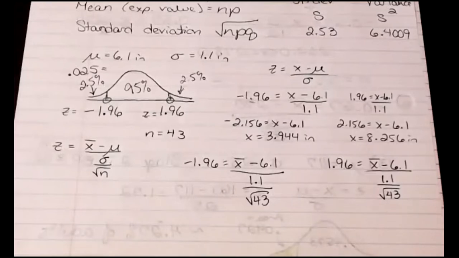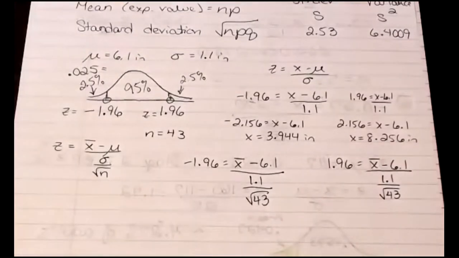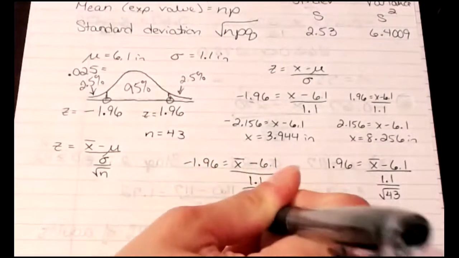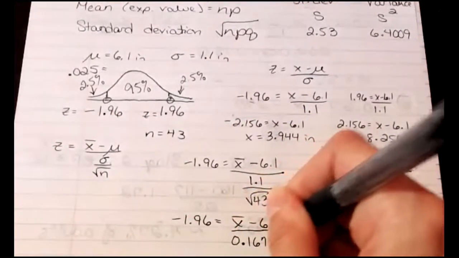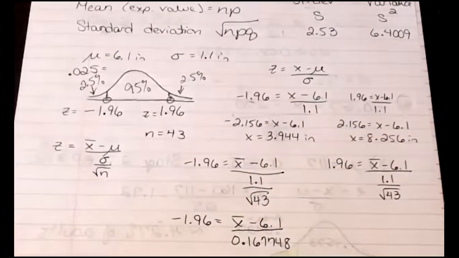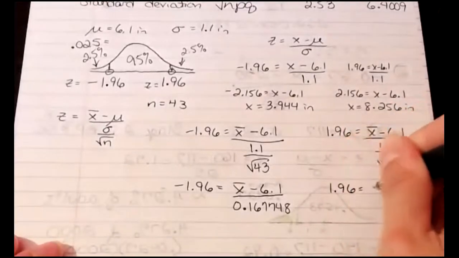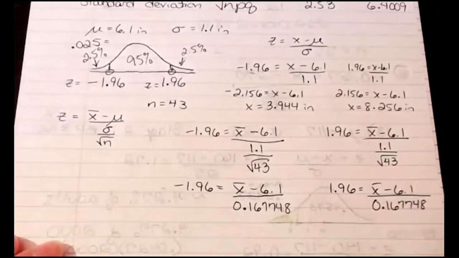Good. So now that we have these equations set up, if I were you, I would actually calculate the denominator first, that fraction. So 1.1 divided by the square root of 43. That's going to give me a pretty long decimal. Because I want to make sure that I'm as accurate as possible, I'm actually going to write the decimal like this. So we get 0.167748. I'm going to use all of those values, again, because I want to be as accurate as possible. And then I'm going to proceed forward and solve. So 0.167748. And then, of course, we do the math.